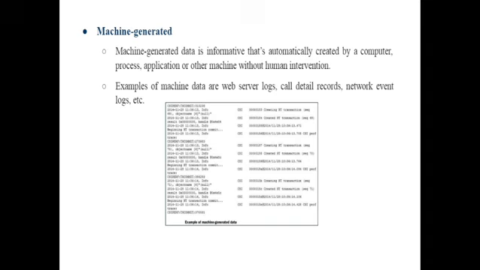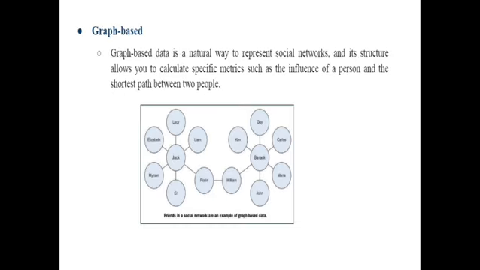And machine-generated data is data generated by machines, like computers. While processing, the machine can create data, and that all comes under machine-generated data. For example, machine data are web server logs, call detail records and network event logs. These are examples of machine-generated data.